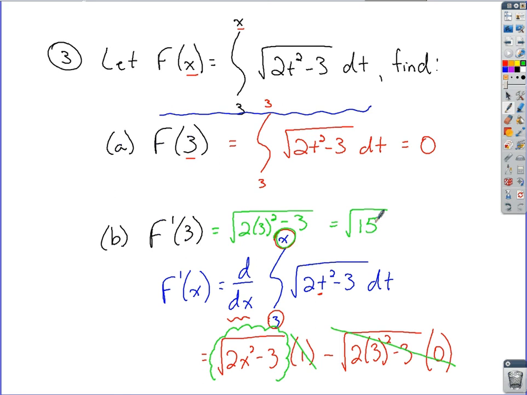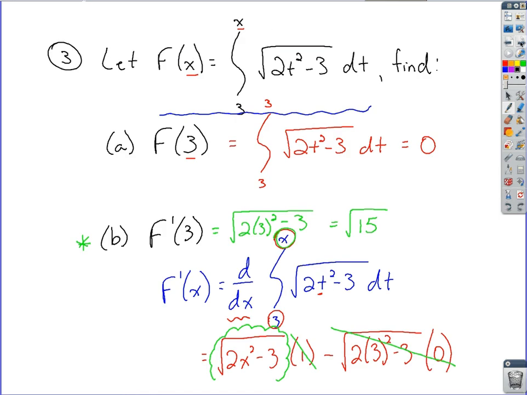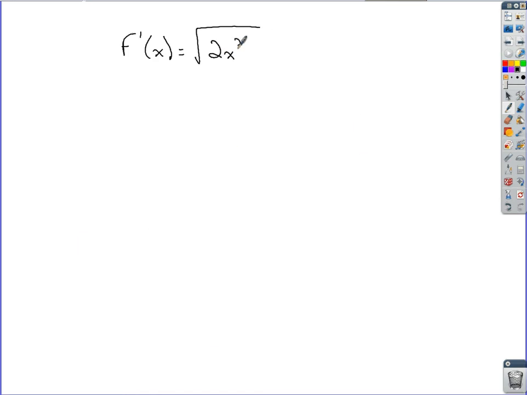So on these 3-part problems, basically you get to part B. Part B is going to be where you're applying the second fundamental theorem. It's where we apply our new stuff. Now that we know that f prime of x is the square root of, what was it again? 2x squared minus 3. Let's keep that in mind as we do this last part.